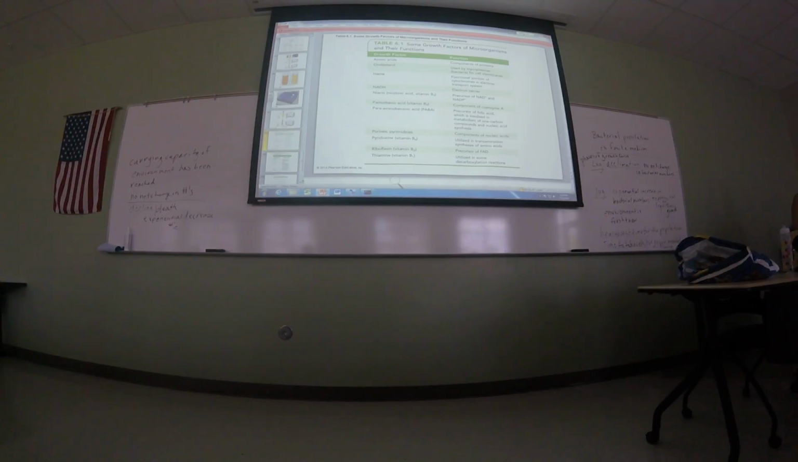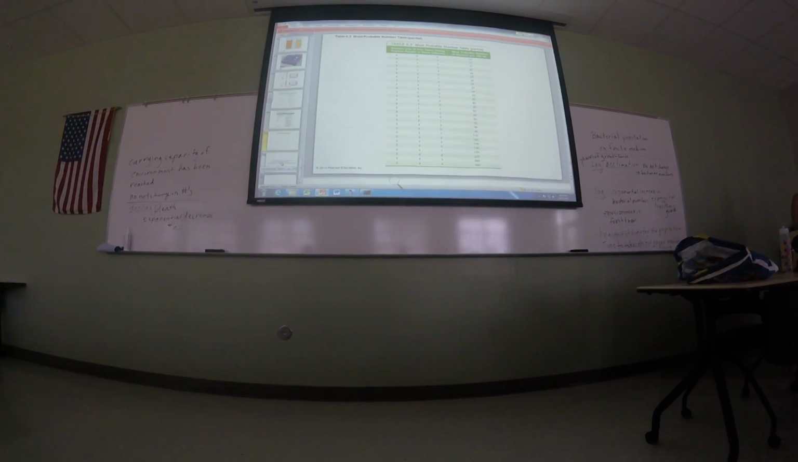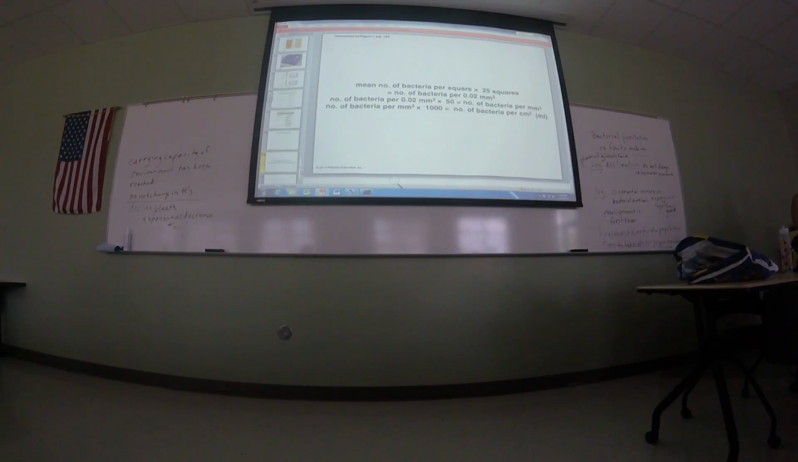Growth factors. These tables I don't expect you to memorize. I just want you to notice what they're about. What do microbes need? They need amino acids, cholesterol, mycoplasmas, right? So, where do you get your clinical specimens from? Urine, lungs, whatever. Most probable number table. Number out of 5 tubes giving positive results of 3 distributions. Most probable number is a way of quantifying bacteria.